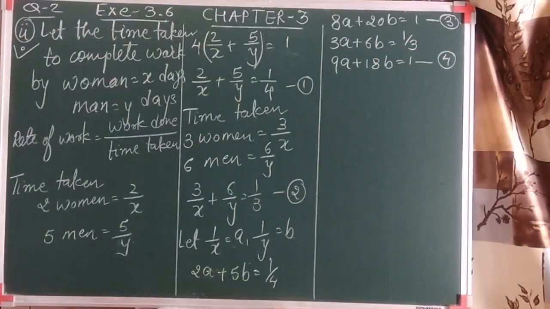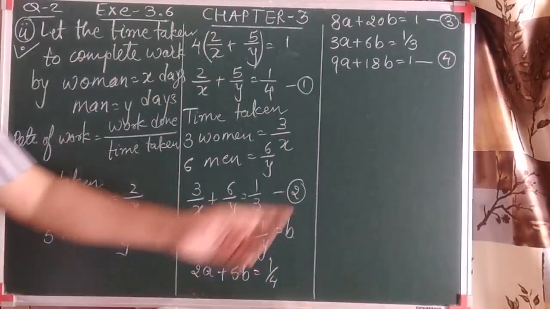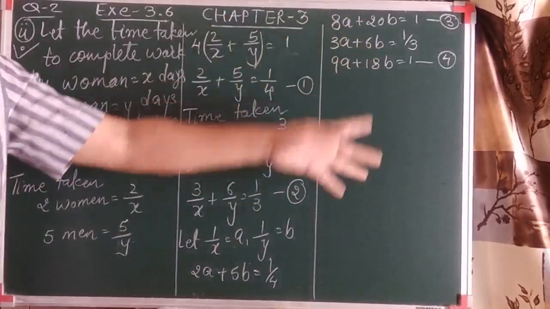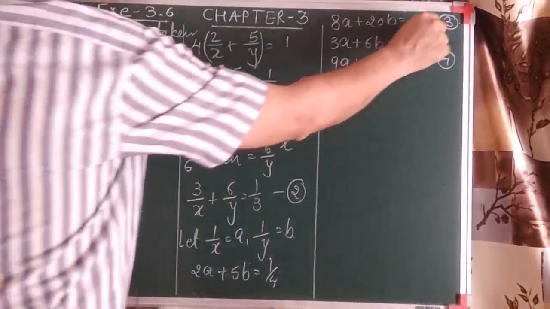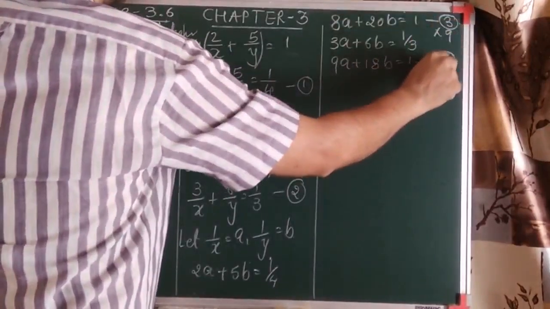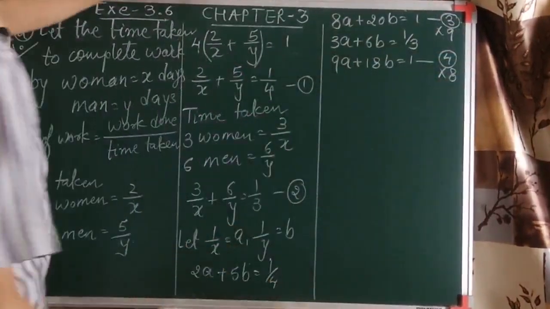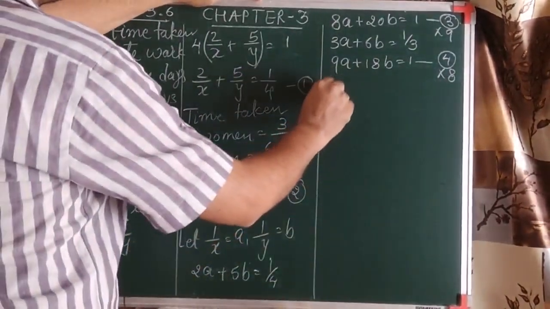Let's do the simplification. You can see here that the coefficient of a or b is not equal in any of this. So let's make this equal by taking the LCM. So I'll multiply this with 9 and I'll multiply this with 8. So 9 8s are 72a.